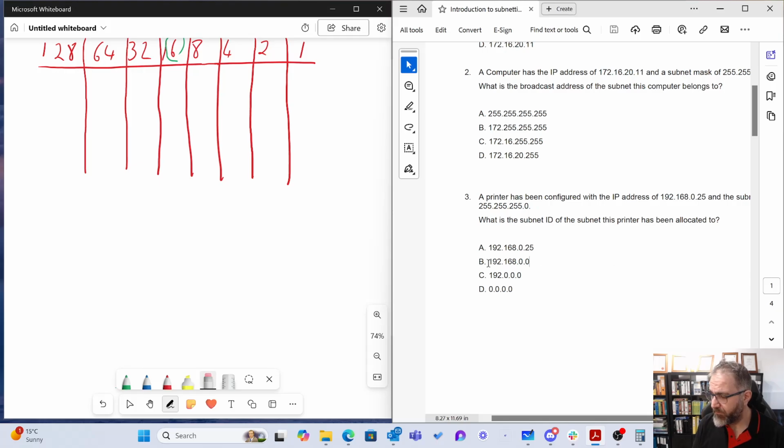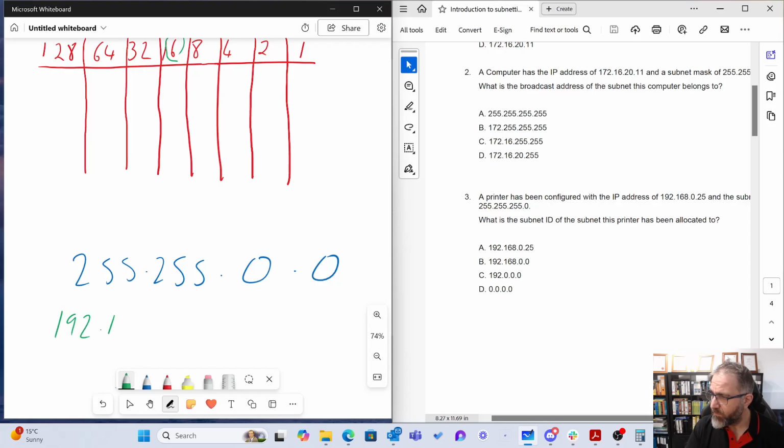Now be careful, because if that had a network mask of 255.255.0.0, pay attention here, 192.168.0.0 could also be part of that network. So you've got to be careful. But because we've got a network mask of 255, let me just tidy that up.